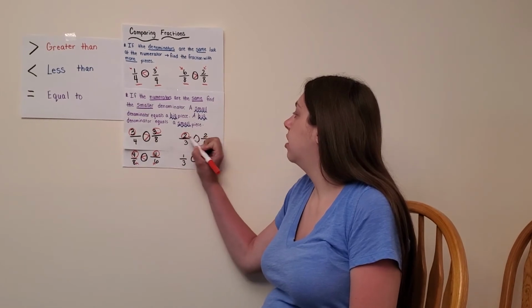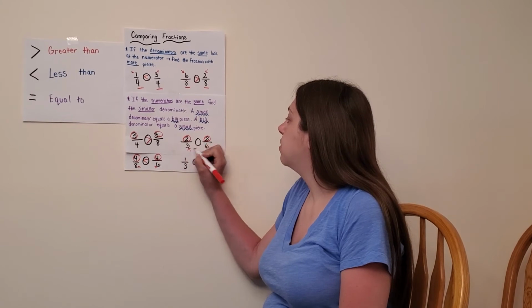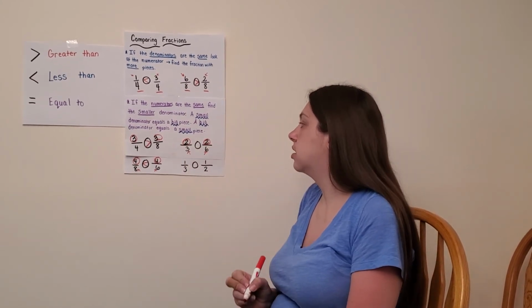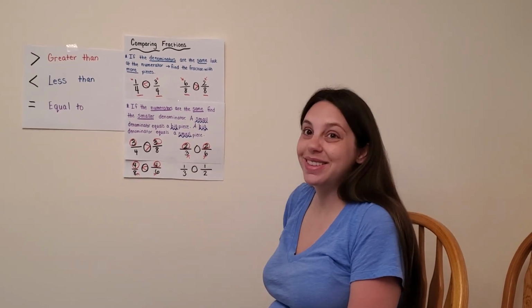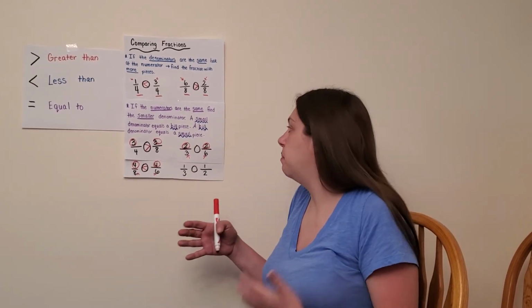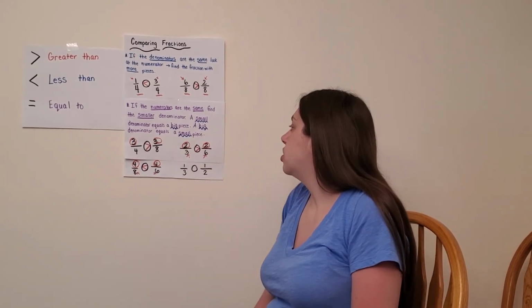Go to the next one. See that the numerators are the same. Look at the denominators. We have 3 and we have 6. 3 is smaller than 6, so it means it's a bigger piece. It's going to have a bigger piece. So 2/3 is greater than 2/6.